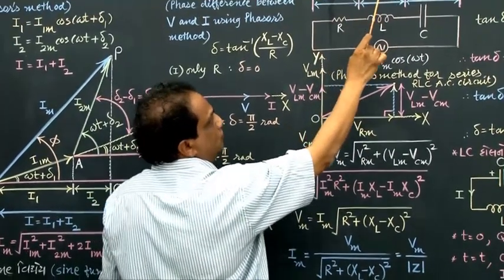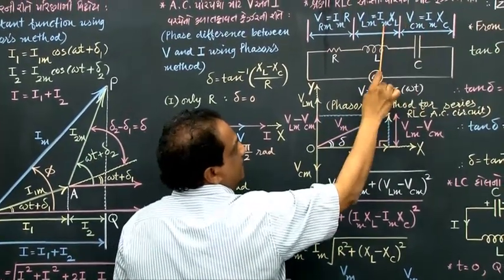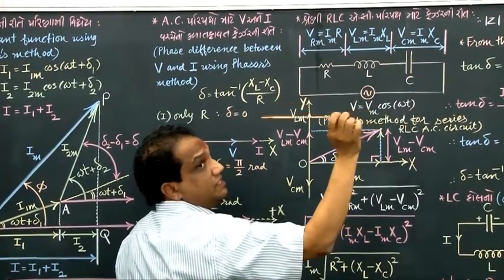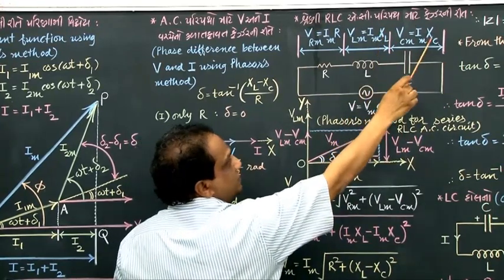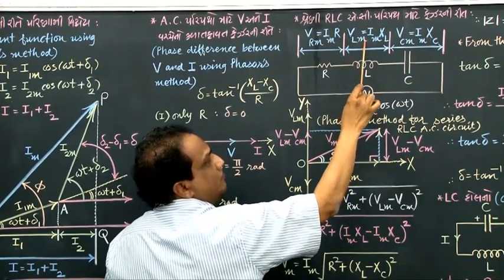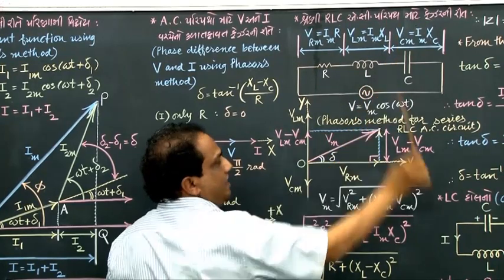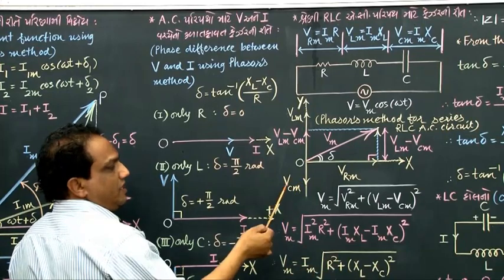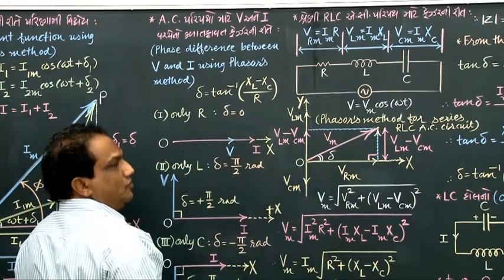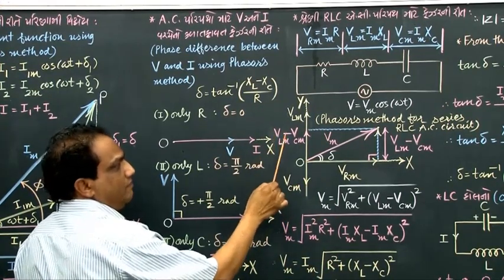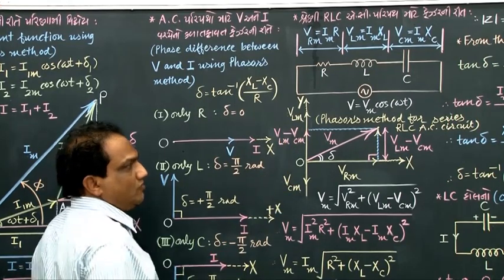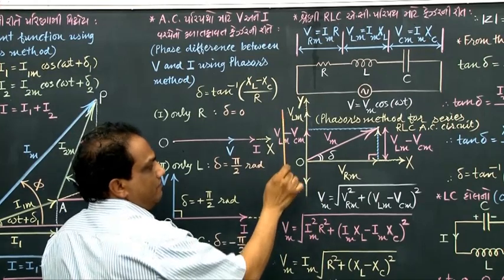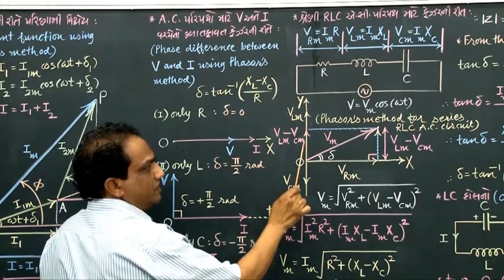See, these two Im are the same, but suppose XL is greater than XC. When XL is greater than XC, naturally VLM will be greater than VCM. If VLM is greater than VCM, then you can subtract the smaller value from this bigger value, then it will be VLM minus VCM. Now tell me, VLM minus VCM, so it will be, say, this much.